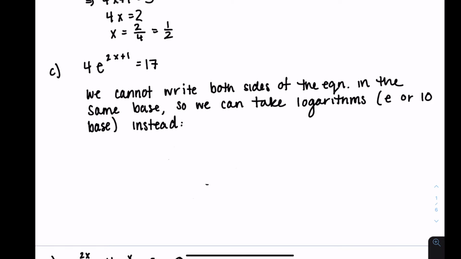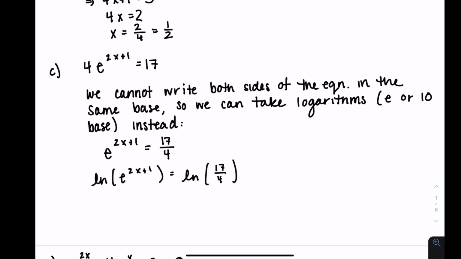Instead, what we're going to do is we're going to manipulate this a little bit, and then we're going to go ahead and take logarithms because I need to bring that power down somehow. So I'm going to go ahead and divide both sides by 4 to get e on one side, and then that's 17 over 4 on the other. And now if these two are exactly the same, if I take the natural log of each, I should still end up with the same answer.